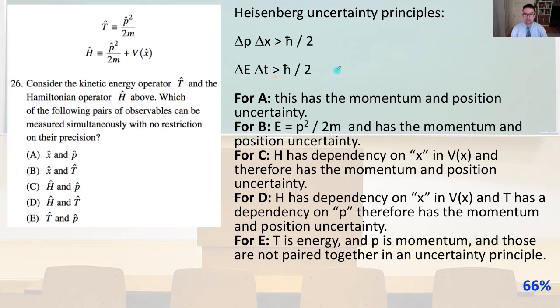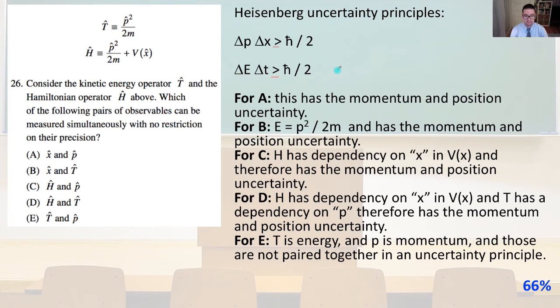So for A, this has the momentum and position uncertainty, so we have a restriction on the precision, so it's not A. For answer B, E equals P squared over 2M and has the momentum and position uncertainty. So again, we can rule that out. For answer C, H has dependency on X in V of X and therefore has the momentum and position uncertainty. So again, it's not C. For D, H has dependency on X in V of X, and T has a dependency on P, therefore has the momentum and position uncertainty, so we can rule out D.